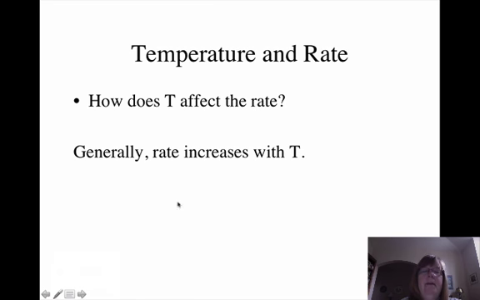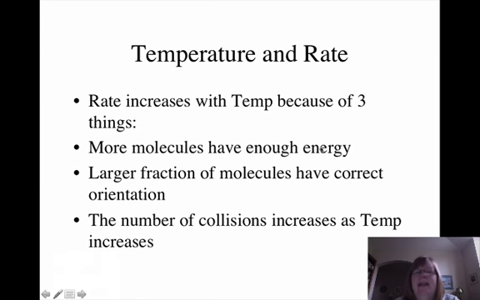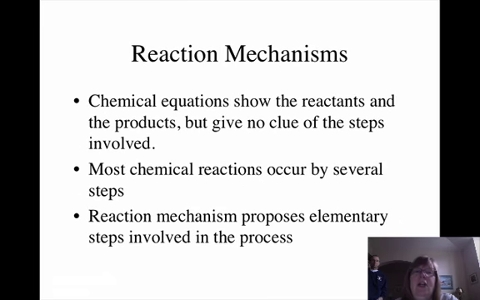Now, the temperature will generally increase the rate of a reaction. So the higher the temperature, the faster a reaction usually goes. And that kind of makes sense. So how does the temperature increase the rate? It's kind of three things that happen. More molecules now have enough energy to get over that activation barrier. A larger fraction of the molecules have the correct orientation now. And the number of collisions are more frequent because the temperature has gone up, the energy of the molecules are greater. So this is why temperature will increase how fast a reaction goes.